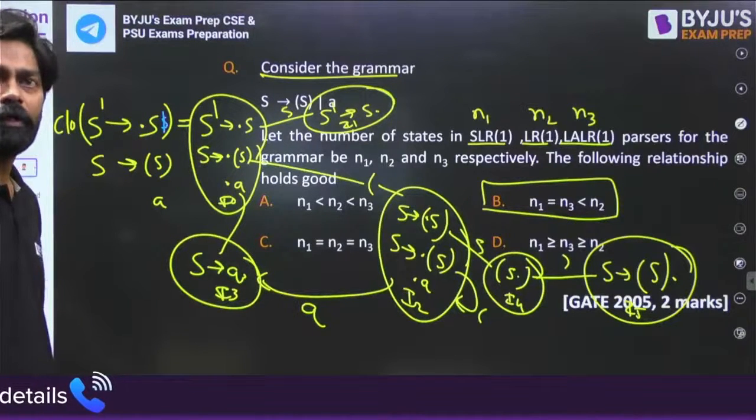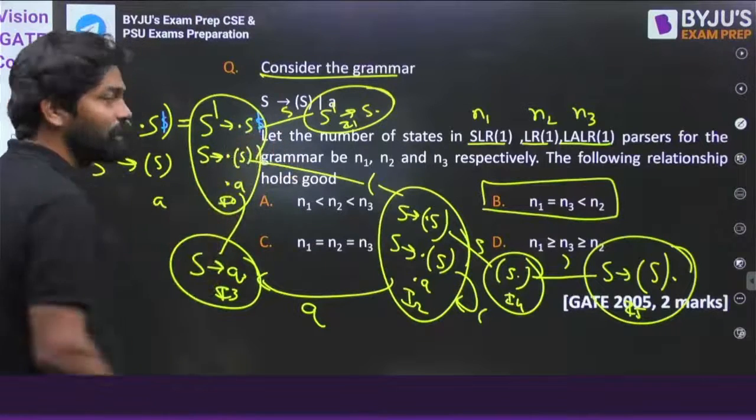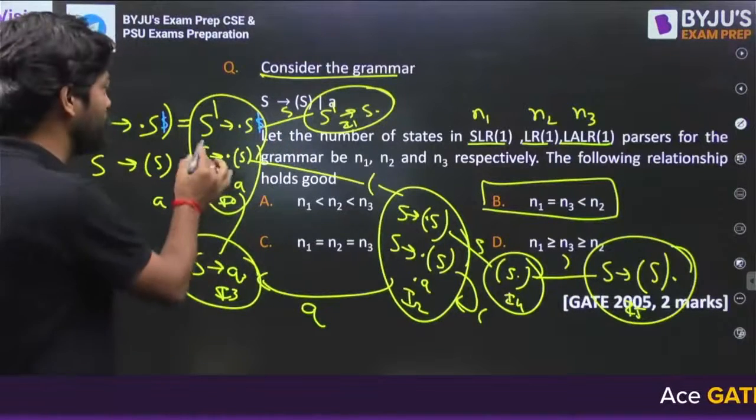The lookahead symbol is nothing but $. Now you are finding the closure of this one. It is nothing but $. Here the closure of this one is $. Fine. S goes to dot S, $.